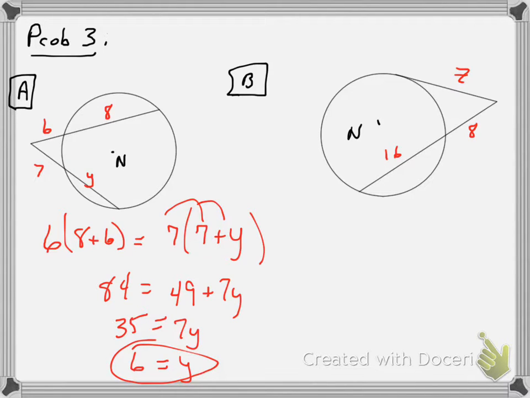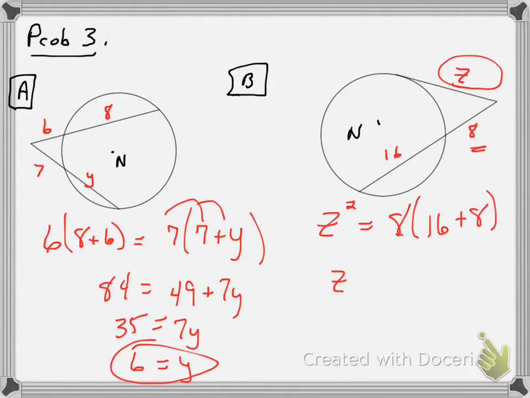Now, same thing here. Let's multiply what's outside, which is z, by the whole thing. Oh wait, the whole thing's just z again, so it's z squared, equals what's outside is 8 times the whole thing, which is 16 plus 8. I end up getting z squared equals, now just again punch down your calculator, 192. Well, let's solve for z, take the square root, z equals about 13.9.